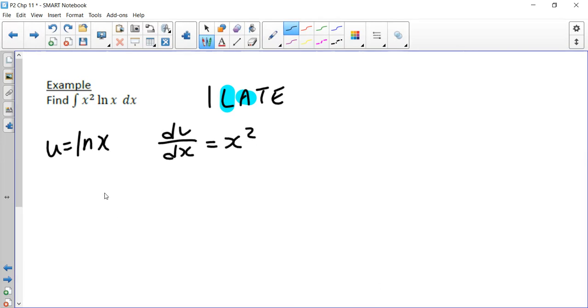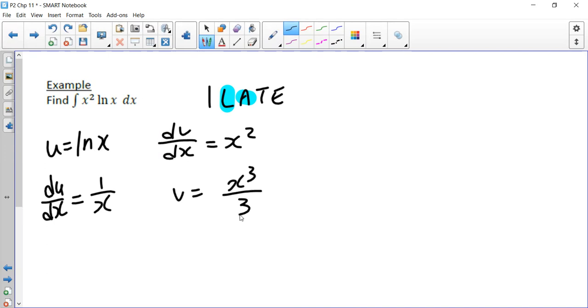Now, why we choose this, I'll let you write the reason next to it. If you need to, write down a small note to yourself: why is u ln x, but not x squared? Next, we need to find a counterpart, so du by dx. Du by dx, differentiate ln x, is 1 over x. Integrate x squared is x cubed over 3.